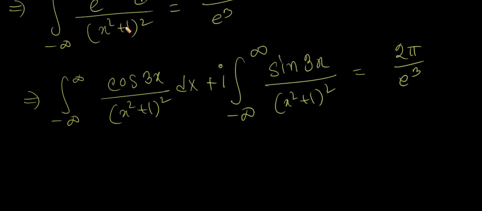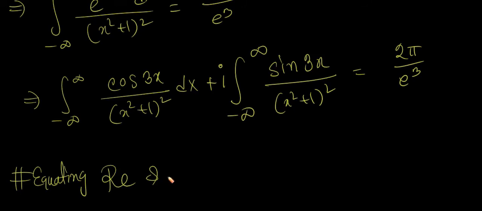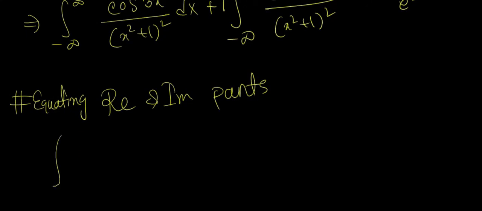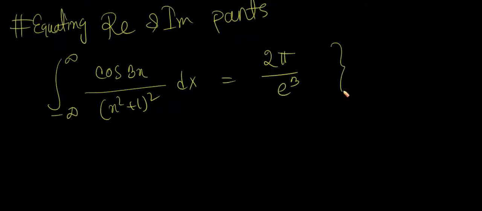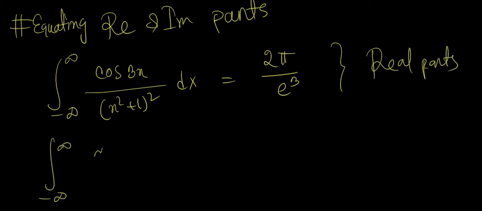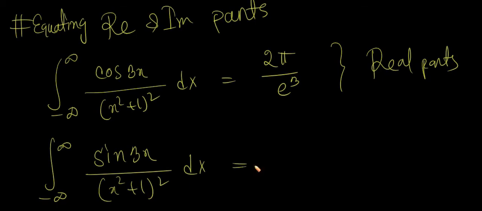And now, since this integration has a real component and an imaginary component, you just have to equate the real and imaginary components. So equating real and imaginary parts, you can easily see that from minus infinity to infinity, cosine of 3x over (x square plus 1) whole square dx is simply 2 pi by e cubed. This is coming from equating the real parts, and the imaginary part is giving you simply the integral of sine of 3x over (x square plus 1) whole square dx equals 0.